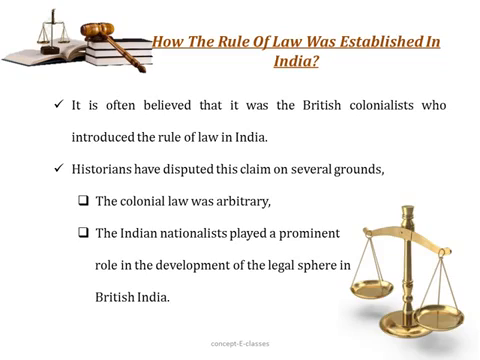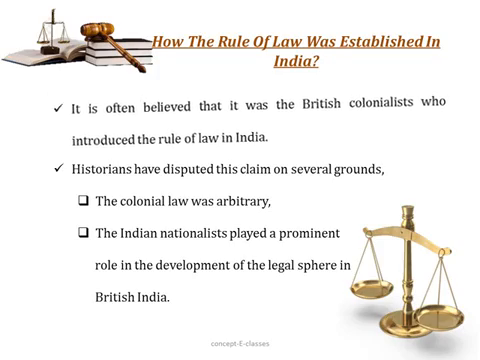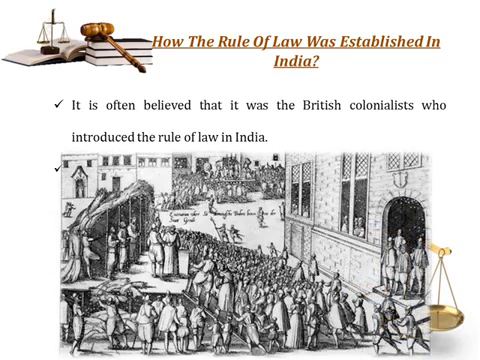So we saw that in ancient India there were many laws and they often overlapped with each other and people misused the law. Now let's see how the rule of law was established in India. It was believed that it was the British colonialists who introduced the rule of law in India. What was the rule of law? The rule of law meant that all the laws apply equally to all the citizens in the country and no one can be above the law.